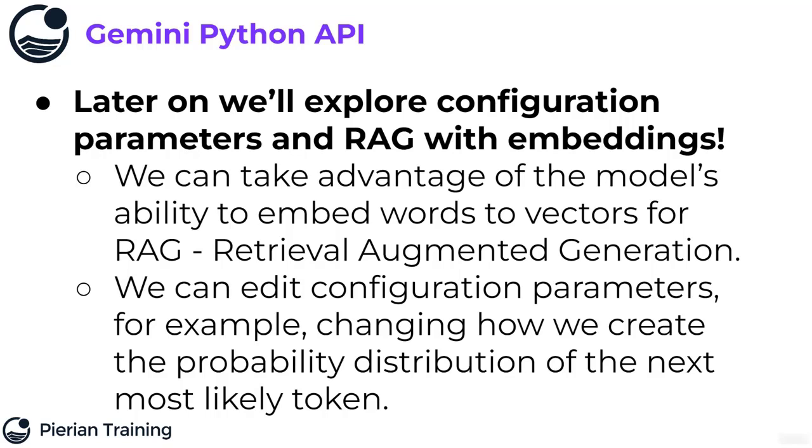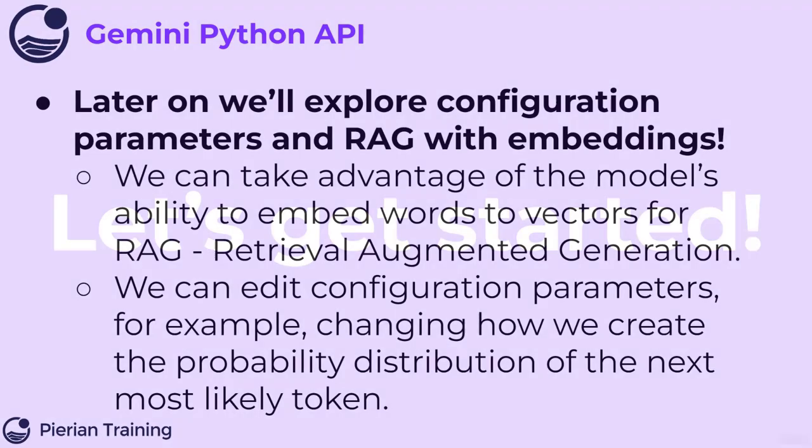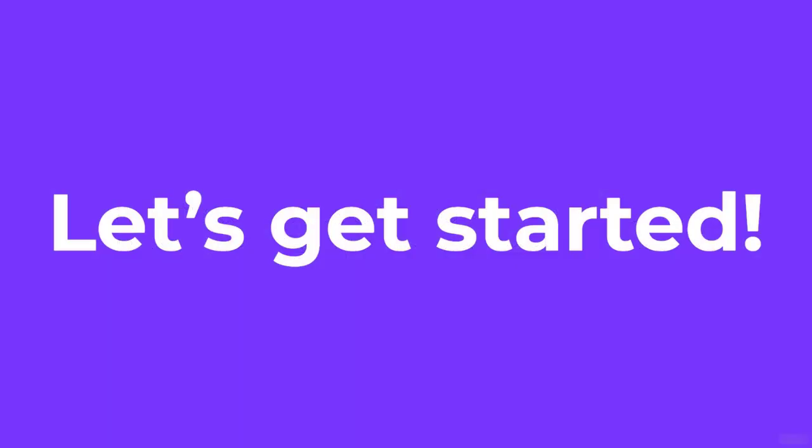So we can actually take advantage of the model's ability to embed words to vectors for what is known as RAG, Retrieval Augmented Generation. We can also edit what are known as configuration parameters. For example, we could change how we create the probability distribution for the next most likely token. All right, with that being said, let's get started and set you up with an API key to access Gemini.